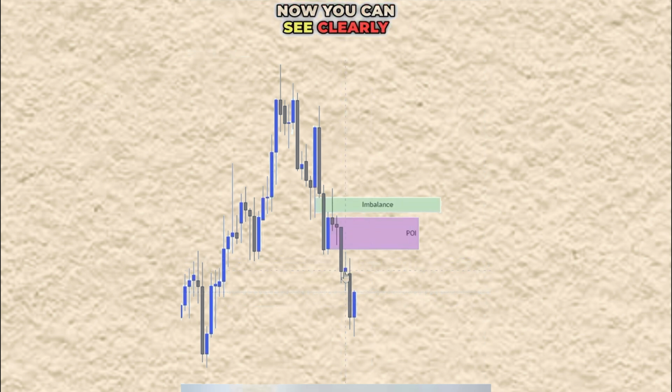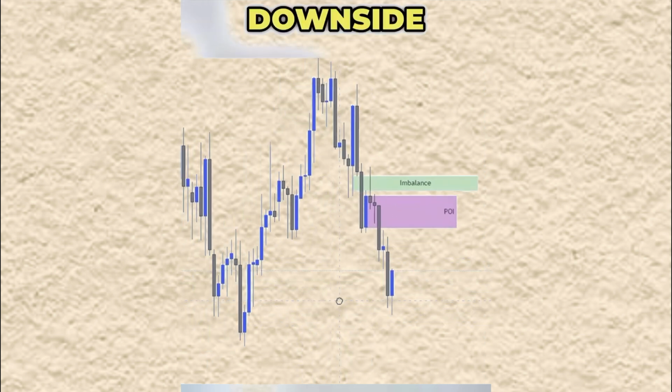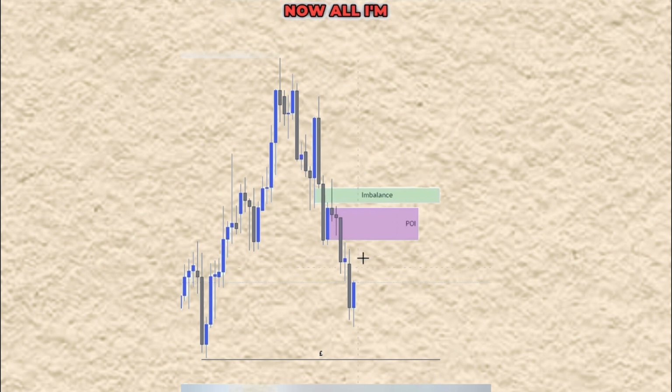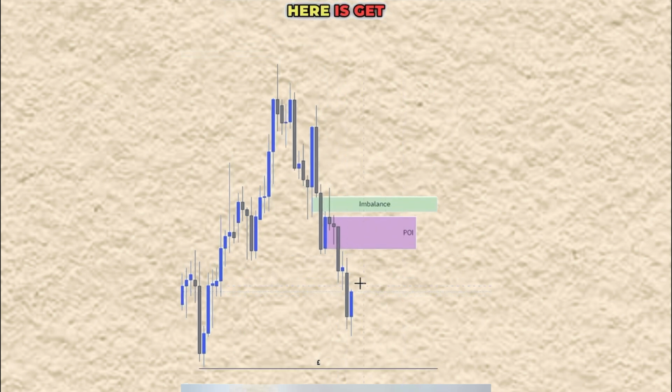Now you can see clearly price is just moving to the downside, and my target is this low right here because I know there's liquidity under there. Now all I'm looking to do here is get in line with the daily bias. As you can see, we're pushing to the upside at the moment.